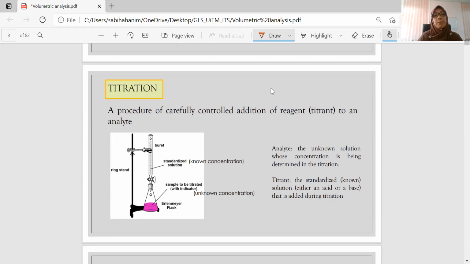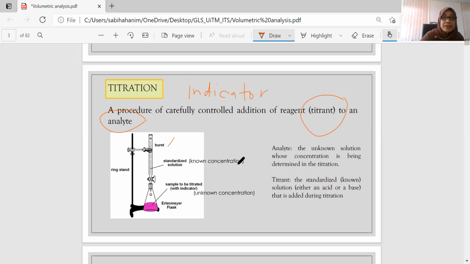Now we look at what titration is. Titration is a procedure where we control the addition of a reagent to the analyte. In the titration, we should have the titrant. Besides the titrant, we also have the analyte, and one more, we should have the indicator. To complete the titration process, we have the titrant, the analyte, and also the indicator. This is the apparatus we use. We must have the burette and at least a conical flask. And what do we put inside the burette? Normally what we put inside the burette is the titrant.